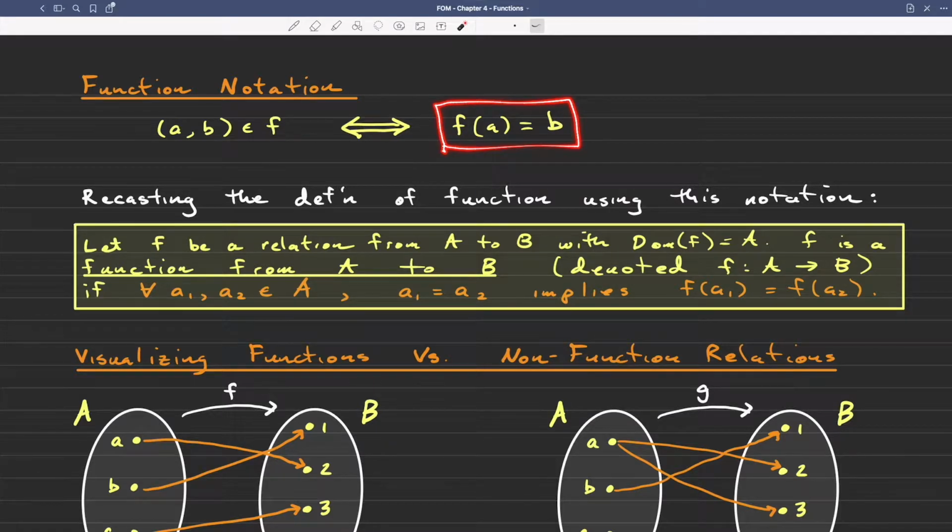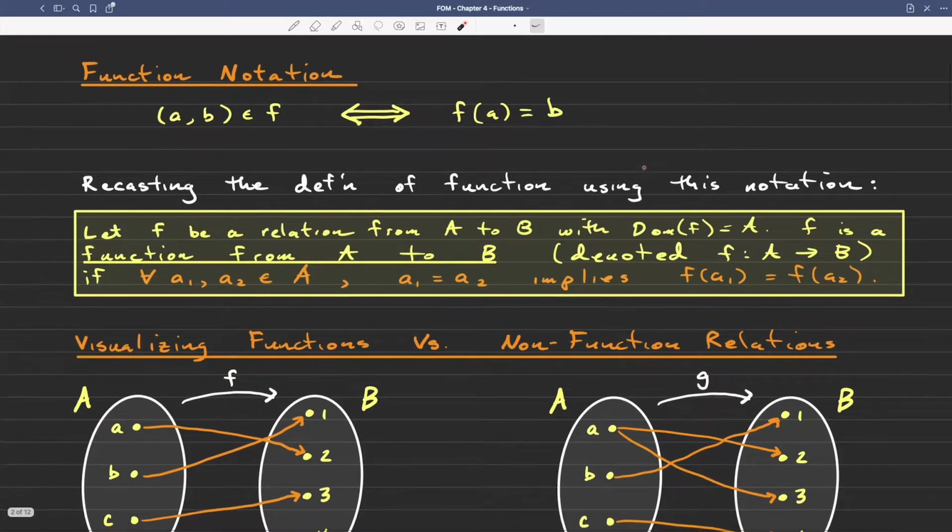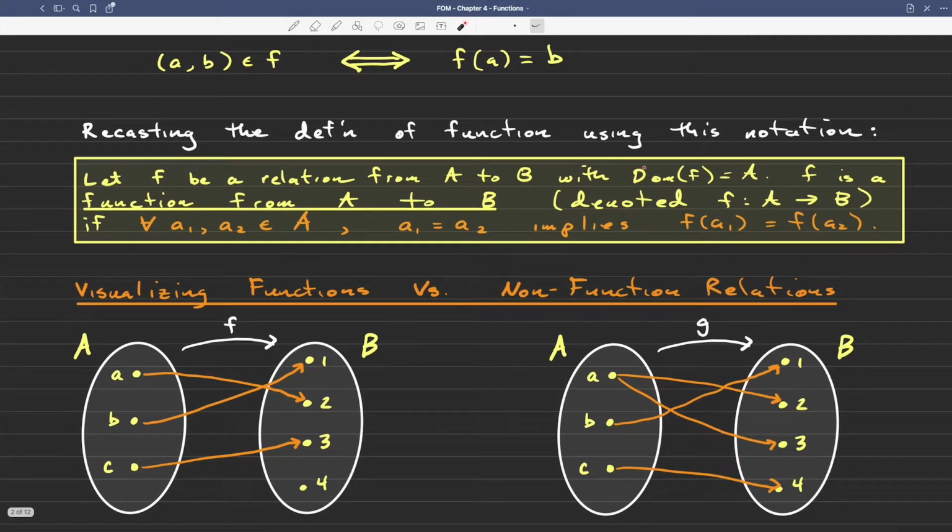And when we use that common function notation, we can recast the definition of function in terms of that notation. And so in this highlighted box, I do exactly that. We can say f is a relation from A to B, with the domain of f equal to all of A, so that's sort of the part one. And because it's a relation from A to B, it's automatic that its range is a subset of B. And then the function property part of being a function is in orange here. You can characterize that as for every A1 and A2 in A, if A1 is equal to A2, that implies that f of A1 equals f of A2.